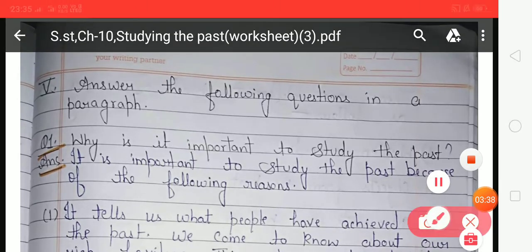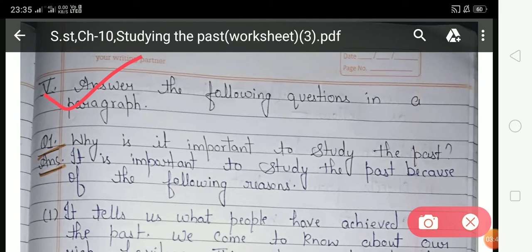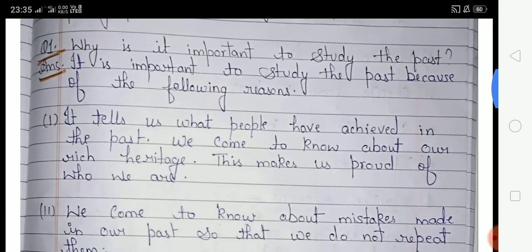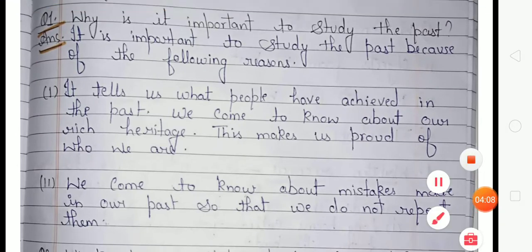So students, now come to the exercises. The exercise is to answer the following questions in a paragraph. In this exercise, you have to give answers according to the given question. The first question is, why is it important to study the past? The answer is, it is important to study the past because of the following reasons.